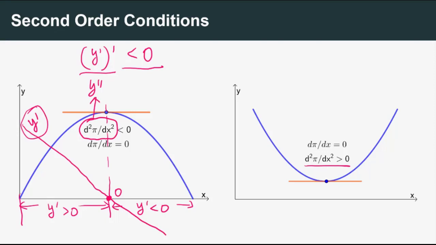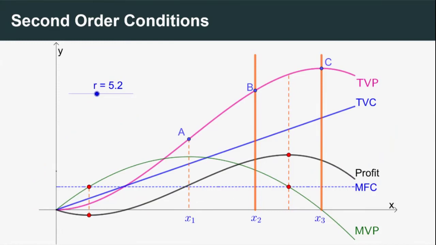So that's why when your second order derivative is smaller than 0, you can make sure that here it is a maximum. And it's similar for the function on the right: if the second order derivative is greater than 0, then we can be sure this is a minimization point.